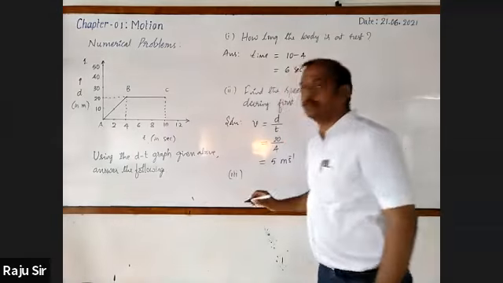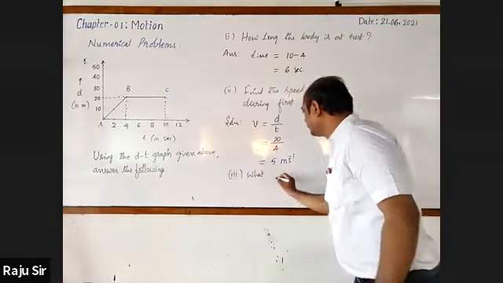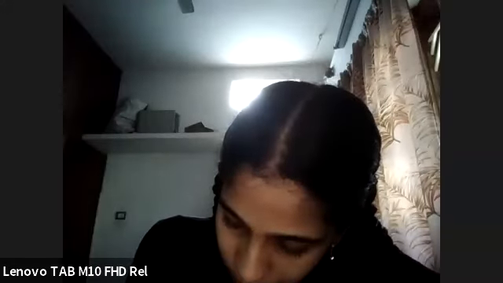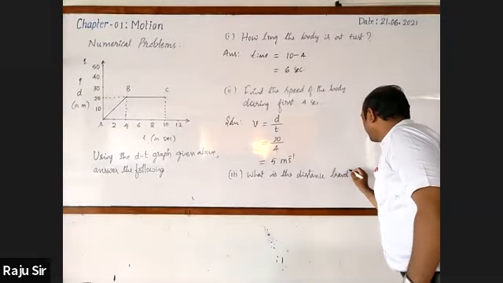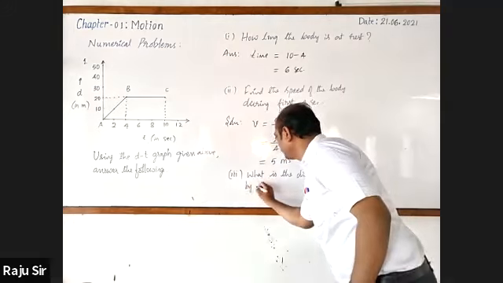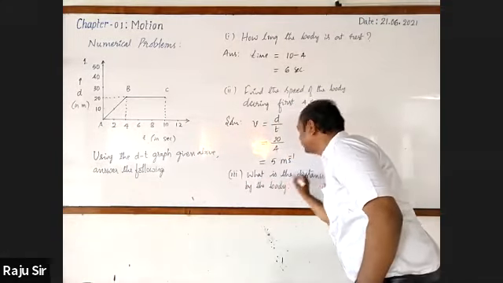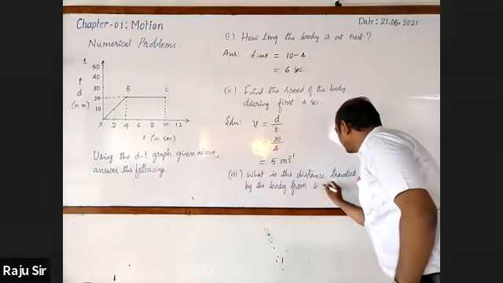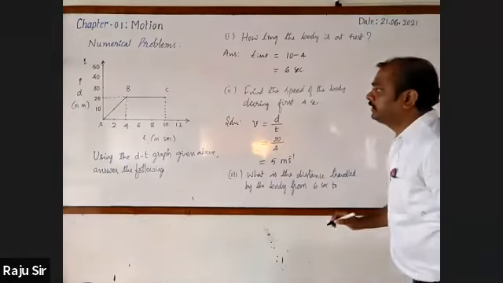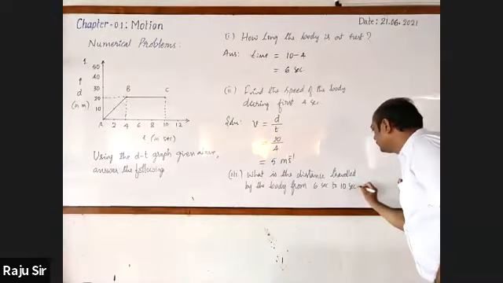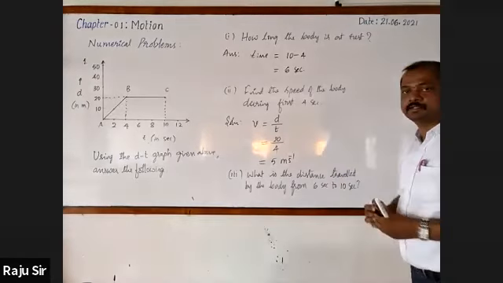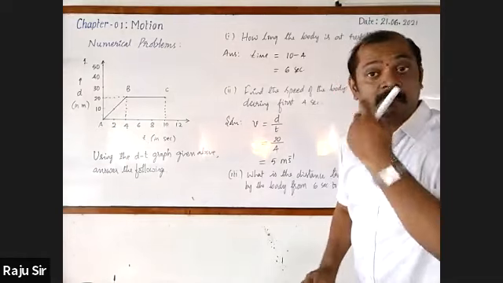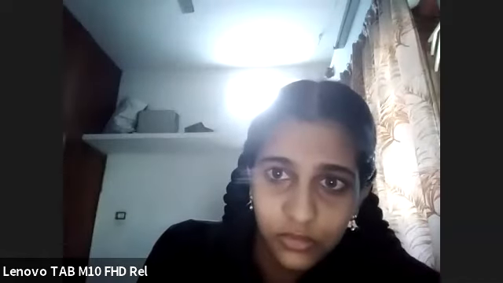Next, third one. What is the distance traveled by the body from 6 seconds to, I take 8, no? This time I take 10 seconds. 6 seconds to 10 seconds. What is the distance traveled? 0 meter.